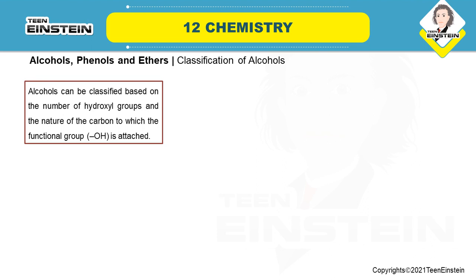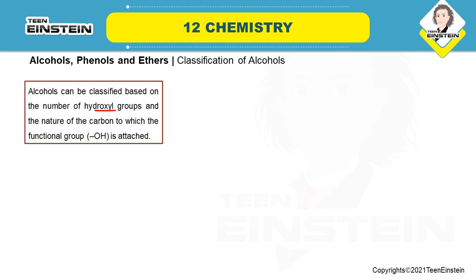Next we will do the classification of alcohol, but remember classification may be done from different points of view. It can be classified based on the number of hydroxyl groups. That is one way by which you can do the classification. Another way is the nature of the carbon to which the functional group is attached. So already you have seen the 3 examples, 1 degree, 2 degree, 3 degree. So that is also one kind of classification of alcohols we can see.